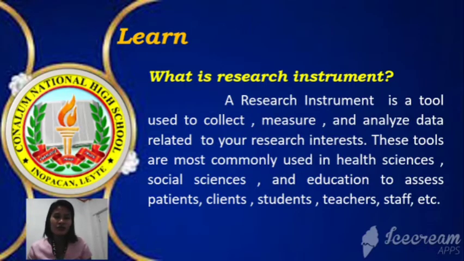So, what is a research instrument? These are instruments or tools that we are going to be making to collect our data, which are important and necessary for our research study. For you as a student, since you have your research study, you will make a research instrument that will fit your research title. So that is a research instrument. Again, it is a tool used to collect, measure, and analyze data related to your research interests.